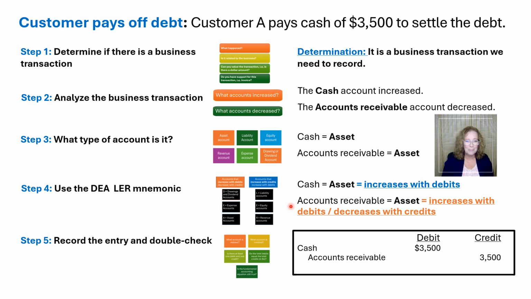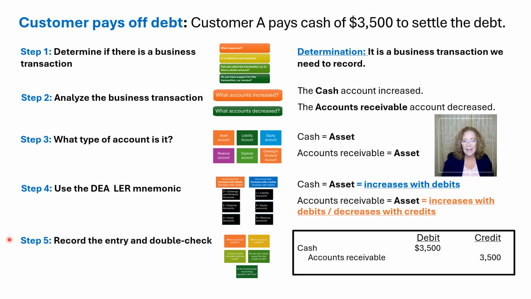Are you ready for step 5 to record the entry? We debit the cash account for $3,500 and we credit accounts receivable for $3,500. And we can double check our work. Did we debit and credit an account? Yes. Do the total debits equal the total credits? Yes. Does the fundamental accounting equation still hold true in balance?